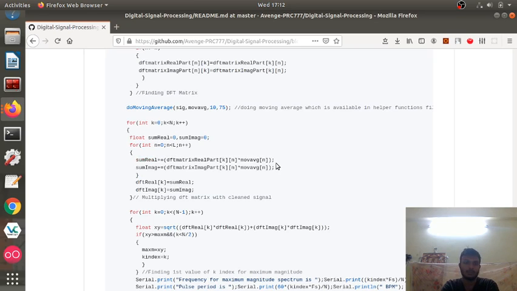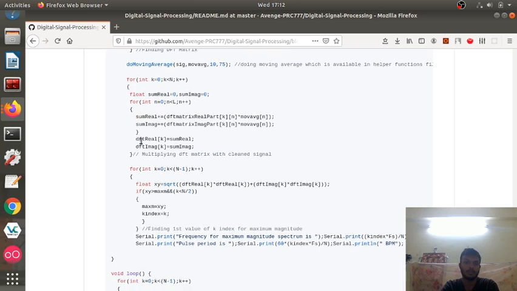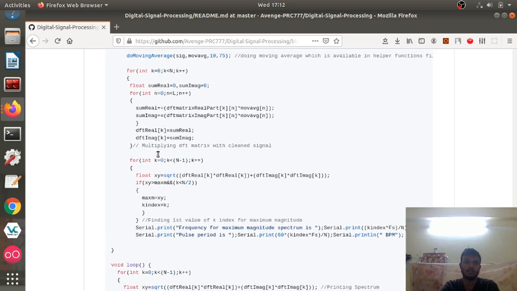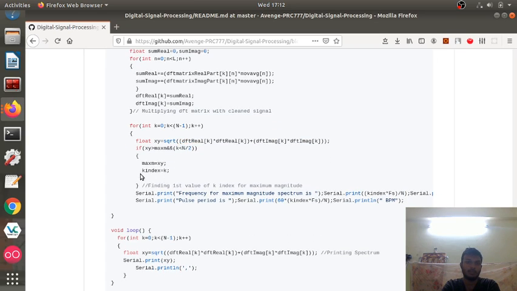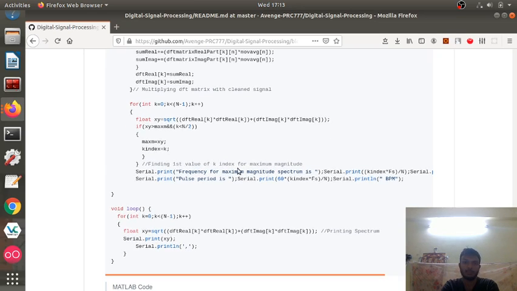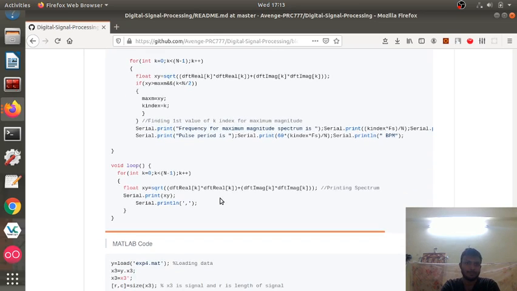Then we'll moving average the signal, and at this part we'll multiply the corresponding DFT matrices with the moving averaged signal, and we'll obtain the DFT matrices, real and imaginary. Then we can plot the magnitude spectrum here, and we can also find at what first k index we get the maximum magnitude spectrum, and then we can print that.